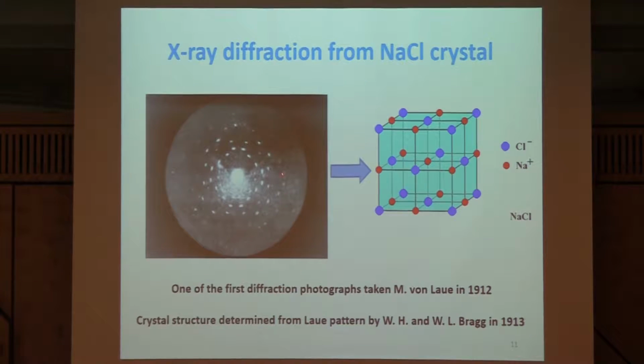So, this is actually, I think, one of Laue's first pictures of, I'm sure he didn't refer to it as a Laue pattern, and he took this pattern, he couldn't actually decipher it. So he showed it to the Braggs, and they worked out the sodium chloride structure from that.